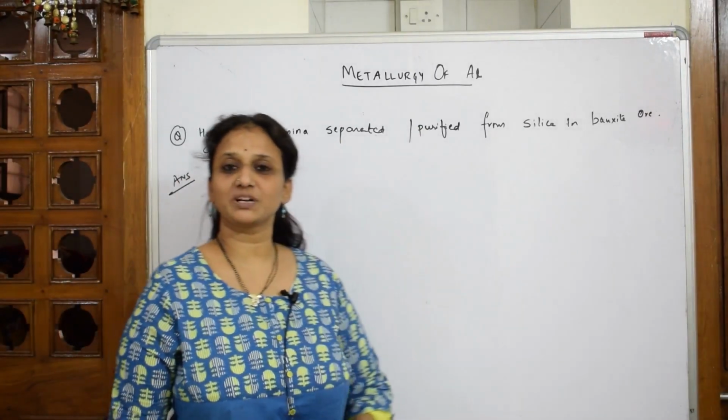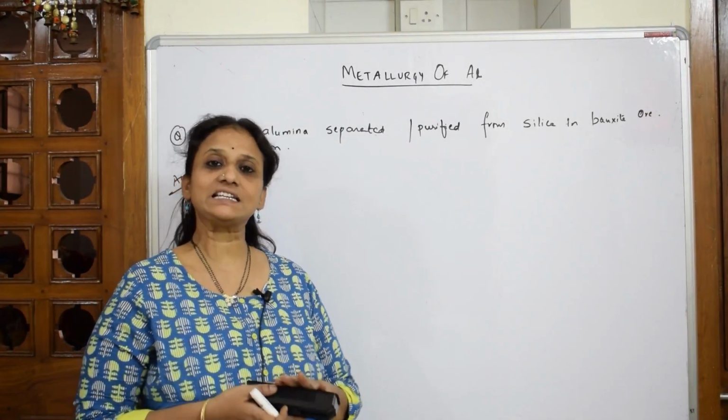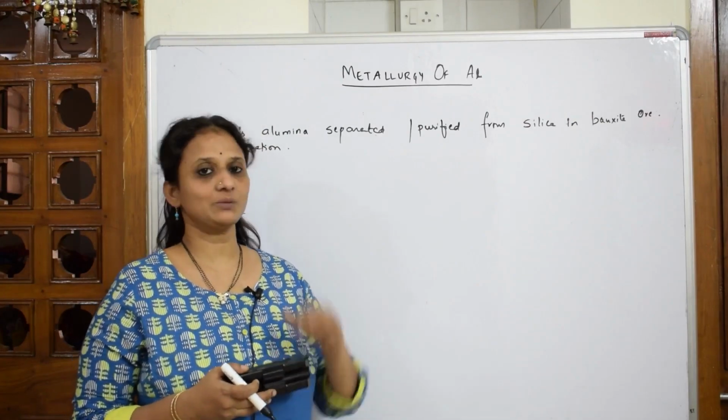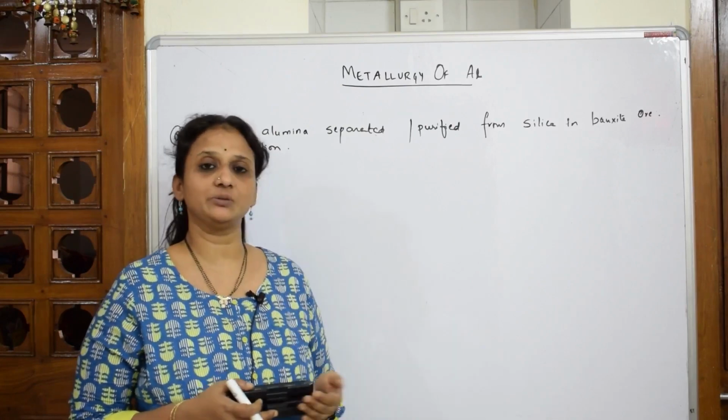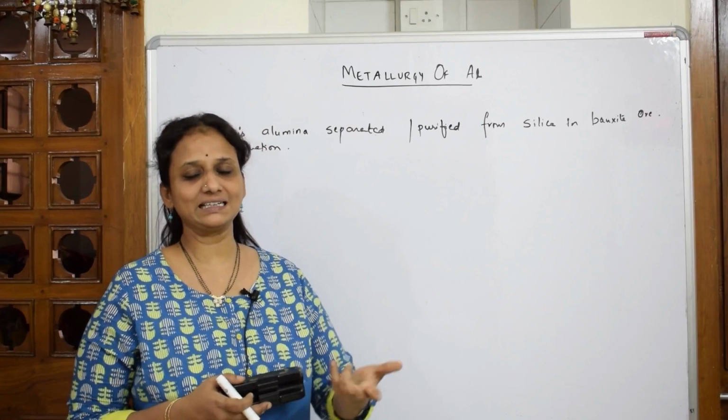Right. So, welcome back, students, to one more session of your metallurgy chapter. So, we've already seen the extraction of iron. Hope you would have understood the concept. So, again, now I'll be directly going into the extraction of aluminium. This is how I'm going to do. Then I'll be doing zinc, then copper, then silver, nickel, zirconium.